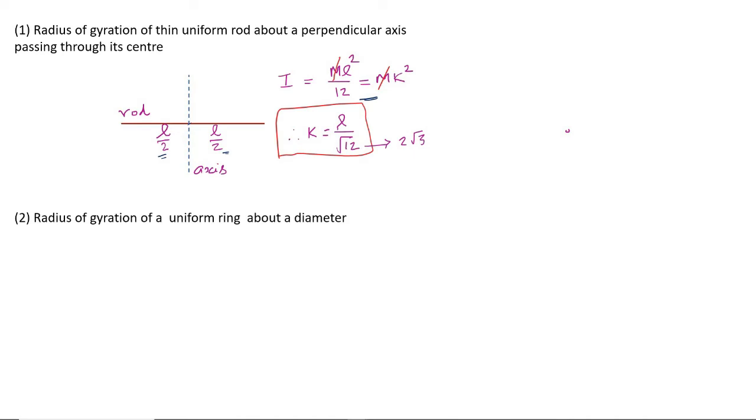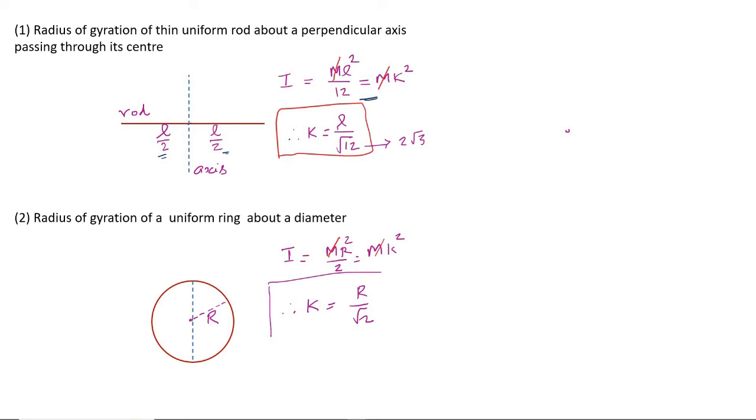Next example, radius of gyration of a uniform ring about a diameter. So this is the axis, okay. We want to find the radius of gyration of the ring about this diameter. First, write the formula for moment of inertia. R is the radius of the ring. So mr squared by 2 is the moment of inertia of the ring about its diameter, equated to mk squared. Cancel this m. So k squared is r squared by 2, so k is r by root 2. This is the radius of gyration in this case.